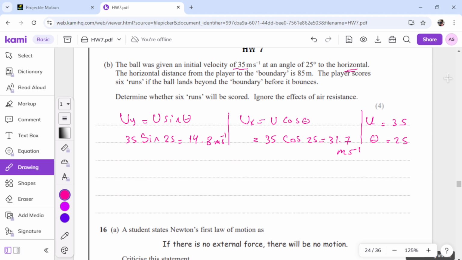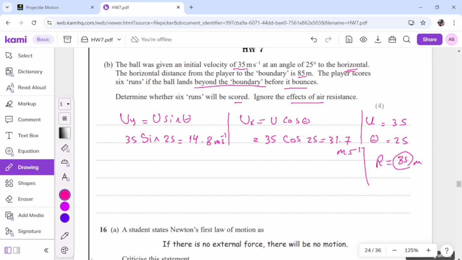He said the horizontal distance from the player to boundary is 85. So the horizontal distance means range, equal the horizontal distance, you can write it as 85, okay, as range. The player scores 6 runs if the ball lands beyond the boundary. It means if the ball lands after this value, 85. Determine whether 6 runs will be scored, ignore the effect of air resistance.